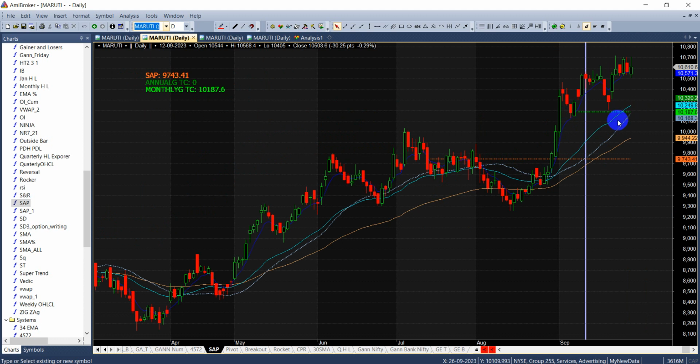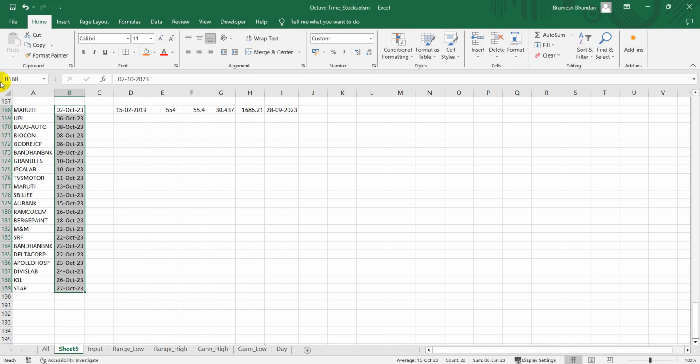So let's see. 10187 is a level to watch out for in this particular stock if there is some gap down. But you can note down the high and low. If the low is broken, you can take a short trade. If the high is broken, go on the long side. UPL, Bajaj Auto, and so on. So these are the stocks I am focusing on in October based on these time cycles.